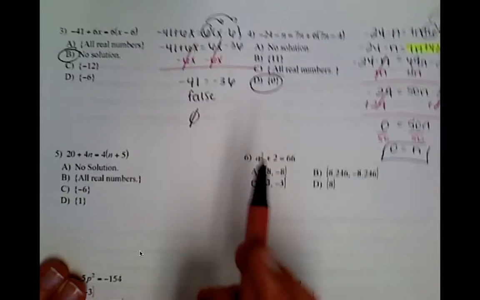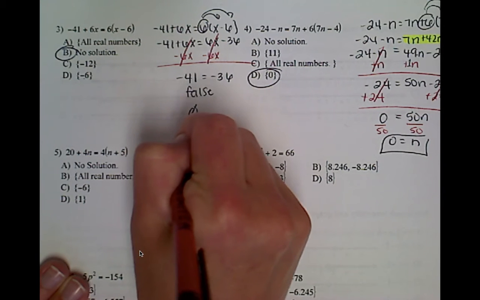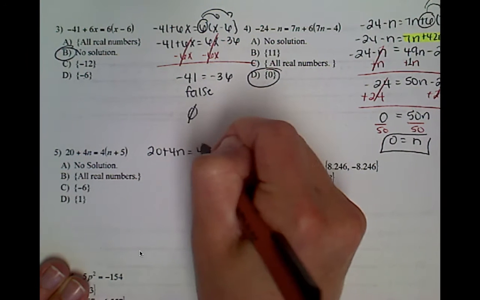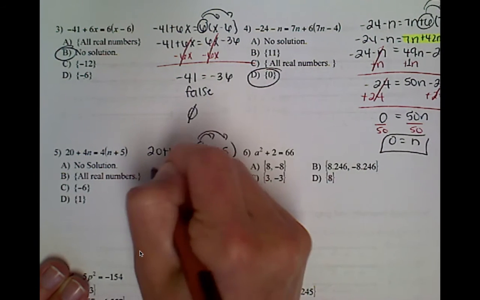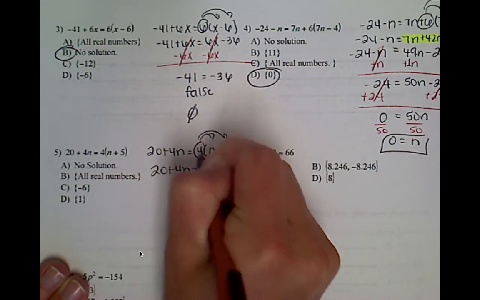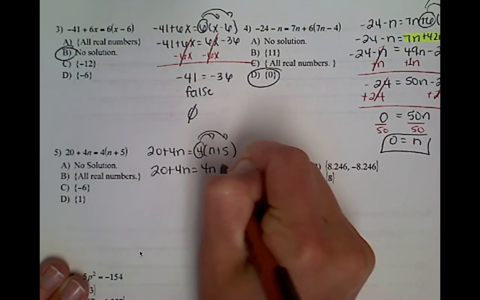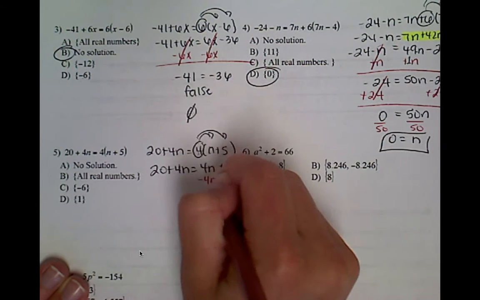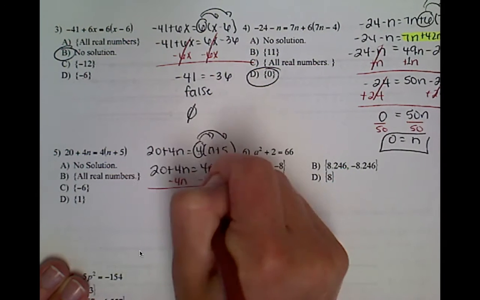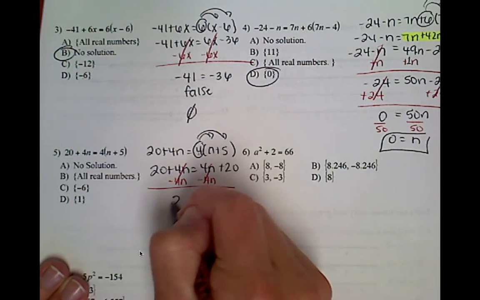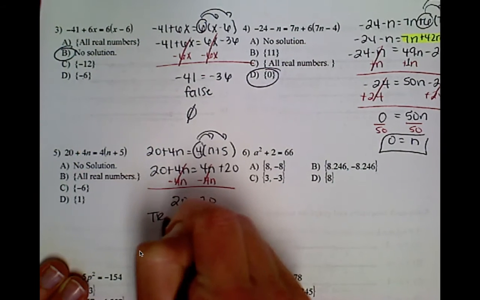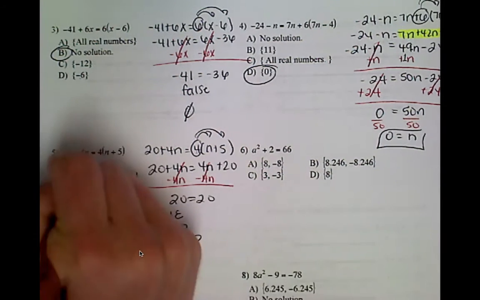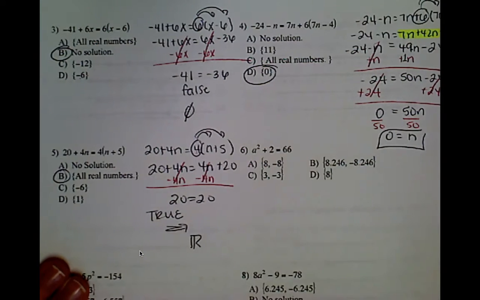The next one, we got 20 plus 4n equals 4 times n plus 5. I need to eliminate the parentheses, so I'm going to distribute this positive 4 to both pieces. 4 times n is 4n. 4 times 5 is a positive 20. I want to get the variables on the same side, so I'm going to subtract 4n. That's the opposite of adding 4n. They cancel, and you're left with 20 equals 20. This is a true statement because 20 always equals itself, which implies all real numbers, or you can write out the fancy R, either way.